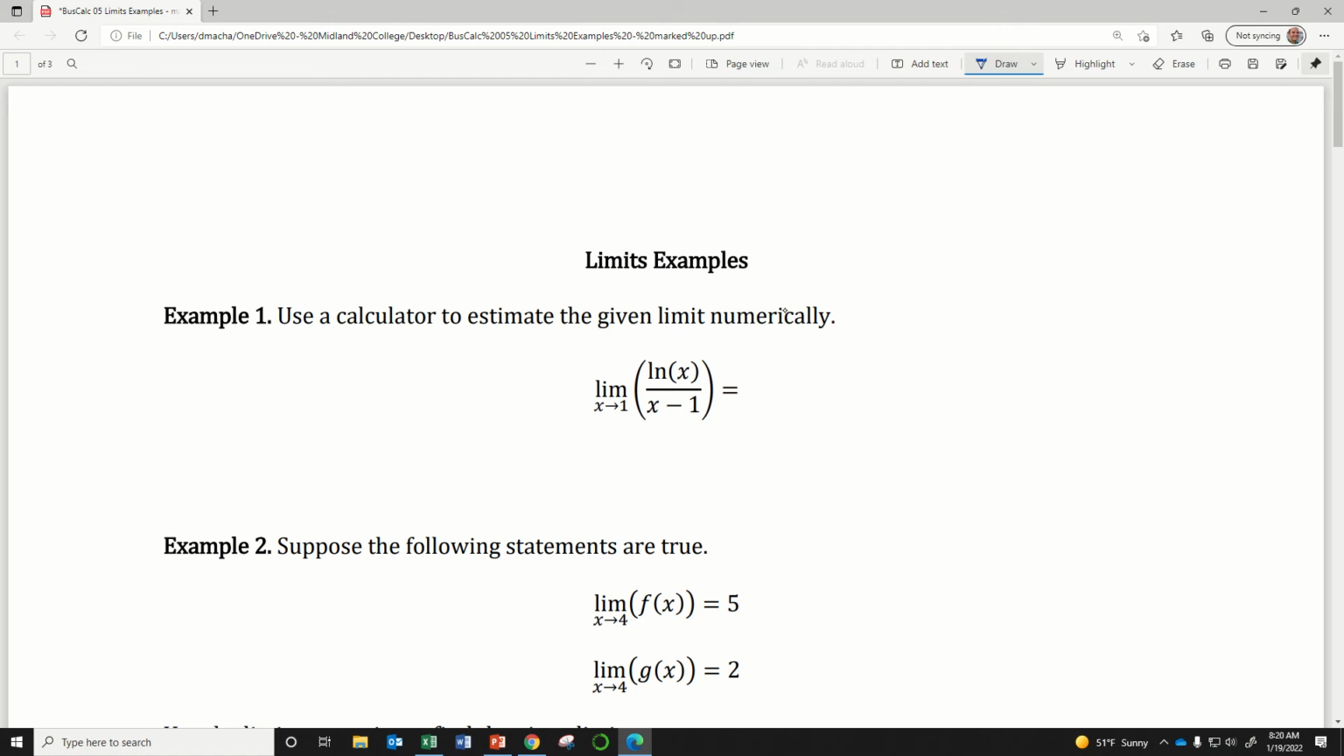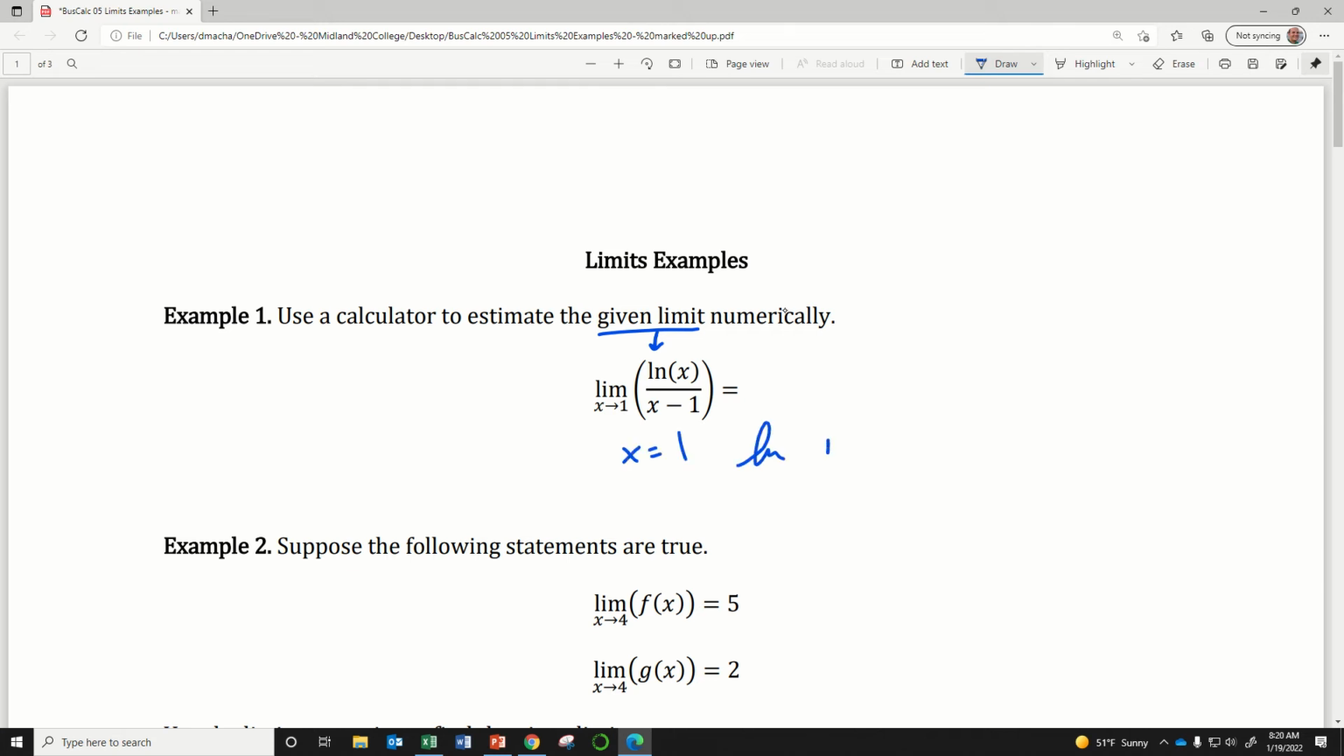Hi everyone. In this video we're going to work through a bunch of random, jumbled up example problems that have to do with limits. So our first example says, use a calculator to estimate the given limit numerically. And our limit is asking us, what's the limit as x approaches 1 of natural log x divided by x minus 1? And so if I actually just plug in x equals 1, we can see what happens.